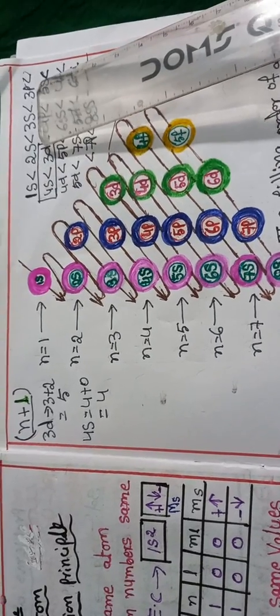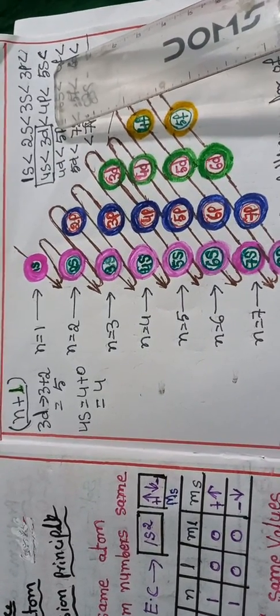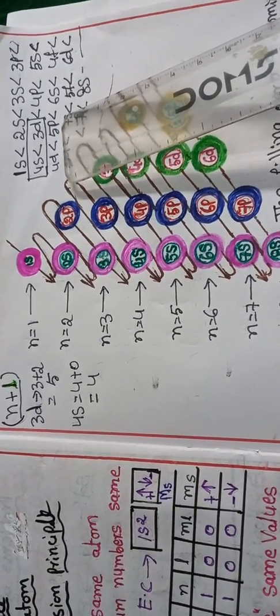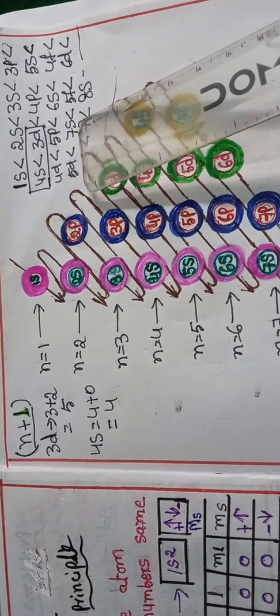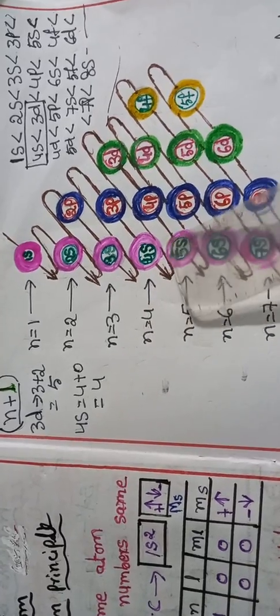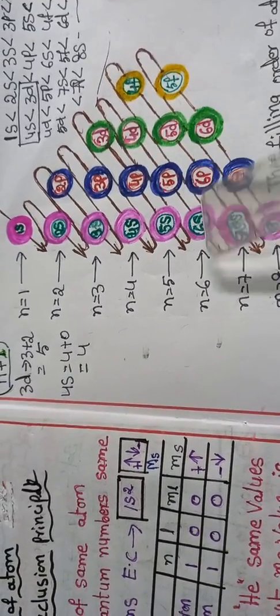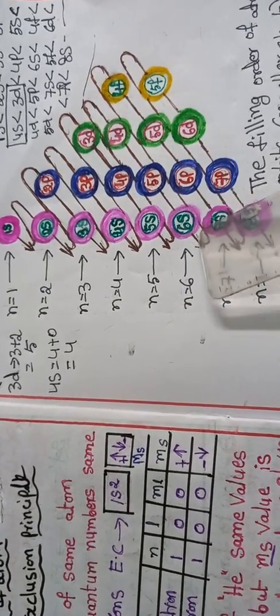So here we can see 1s less than 2s, less than 2p, less than 3s, less than 3p, less than 4s, less than 3d, less than 4p, less than 5s, less than 4d, less than 5p, less than 6s, less than 4f, less than 5d, less than 6p, less than 7s, less than 5f, less than 6d, less than 7p, less than 8s. Like that, all the electrons enter from lower energy orbitals to higher energy orbitals. Okay. Here also we observe first lower energy orbitals are filled, next higher energy orbitals are filled.